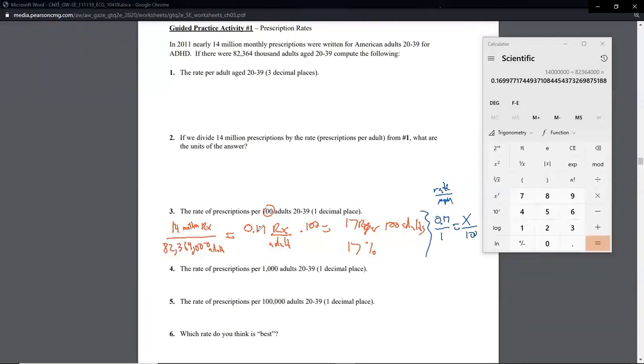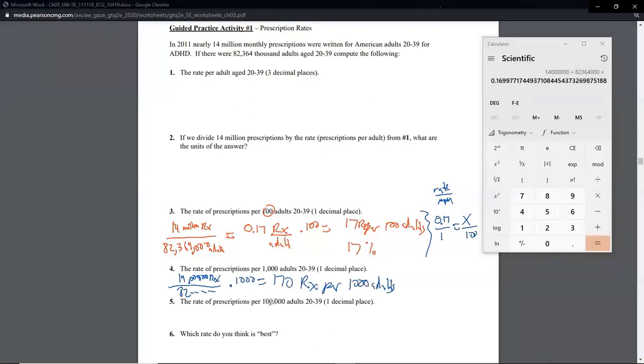So per 1,000, you just take the 14 million prescriptions and divide it by the 82 blah, blah, blah, which ends up being that same number, but then you're going to multiply it by 1,000 instead. The same idea, you can set up your proportion and take a long time and get the answer, and you end up with 170 prescriptions per 1,000 adults.